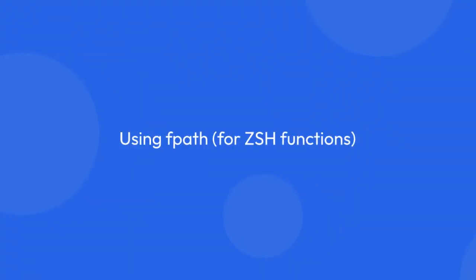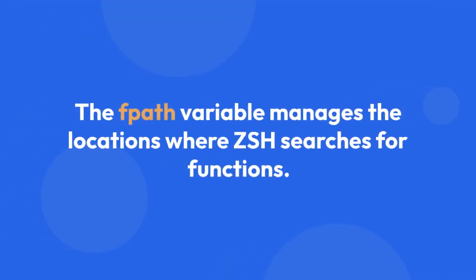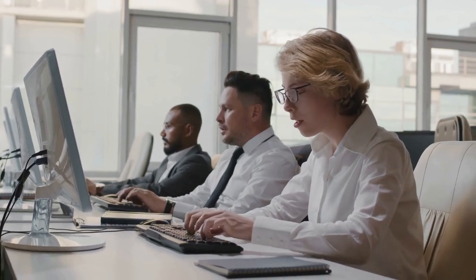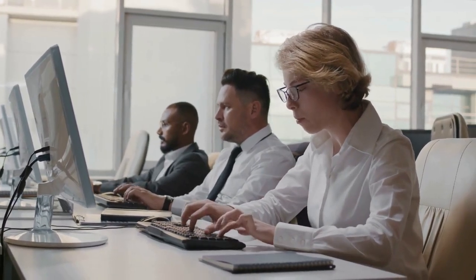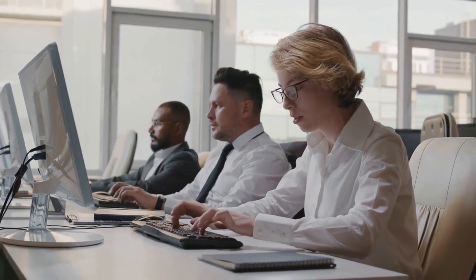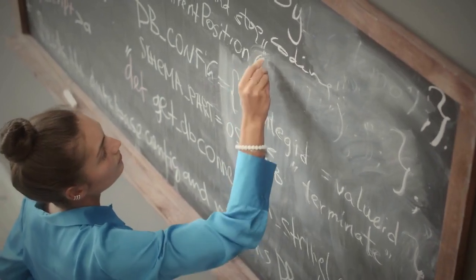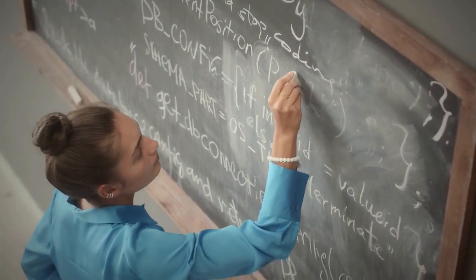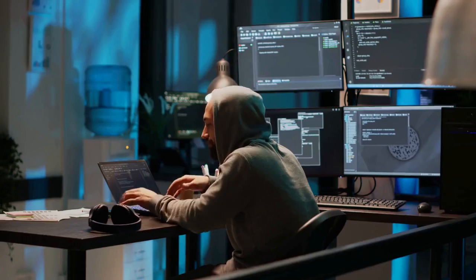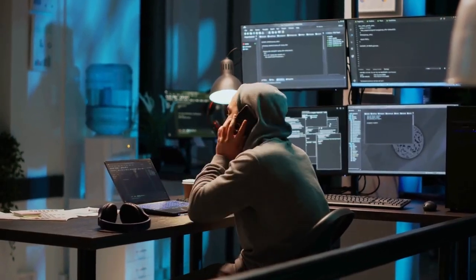4. Using fpath for ZSH functions. If you're adding the path for a ZSH function rather than a command line program, you'll want to use the fpath variable instead of the path variable. The fpath variable manages the locations where ZSH searches for functions. The procedure is the same as with the path variable. You'll append the new directory to the fpath variable in your zshrc file. For example, fpath=(/path/to/your/functions $fpath). This assumes your functions are in /path/to/your/functions. Remember to source your zshrc file afterward.